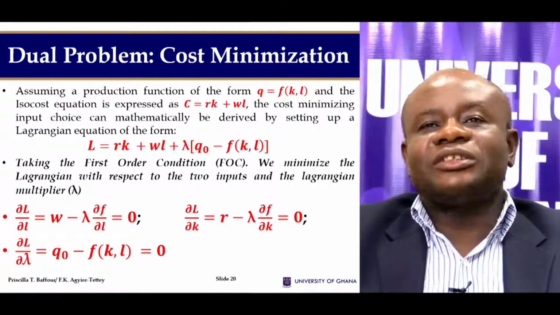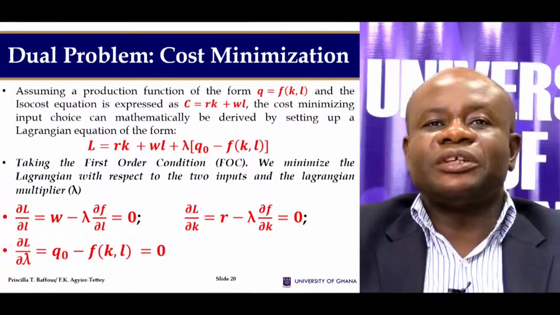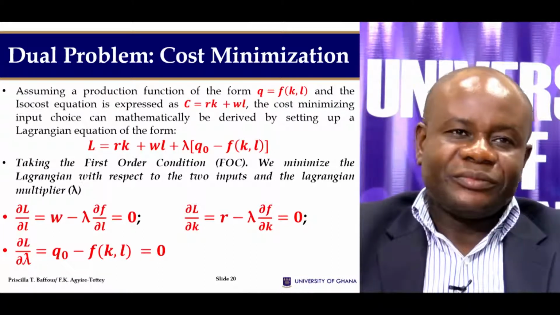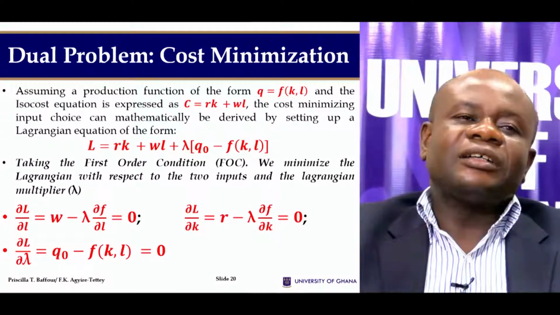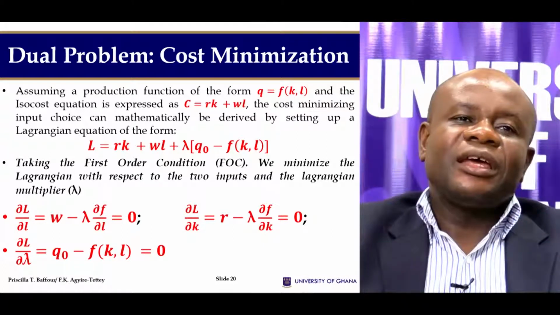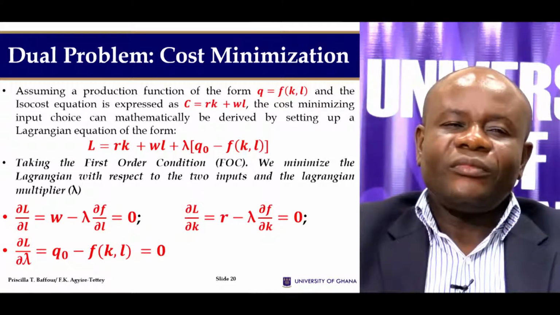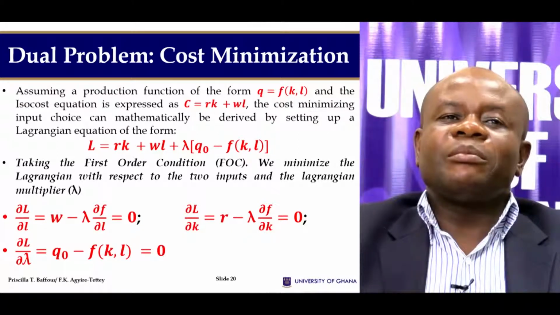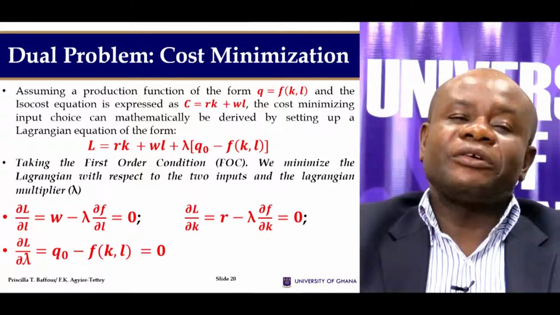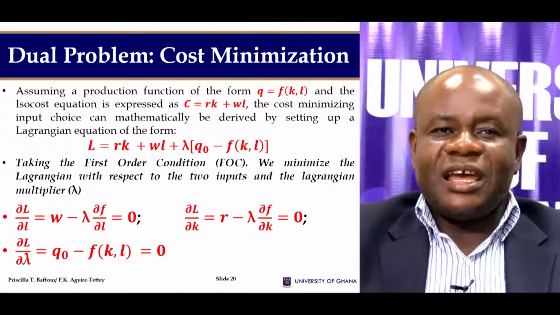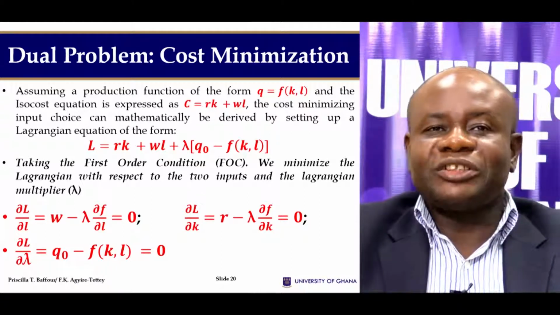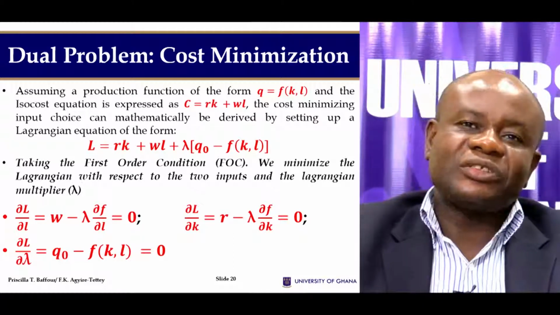Taking the first order condition, we minimize the Lagrangian subject to the two inputs and the Lagrangian multiplier. So the derivative of the Lagrangian with respect to labor is equal to W, that's the wage rate, minus lambda multiplied by F_L, where F is the production function, and that is equal to 0. That's for taking the first order condition.